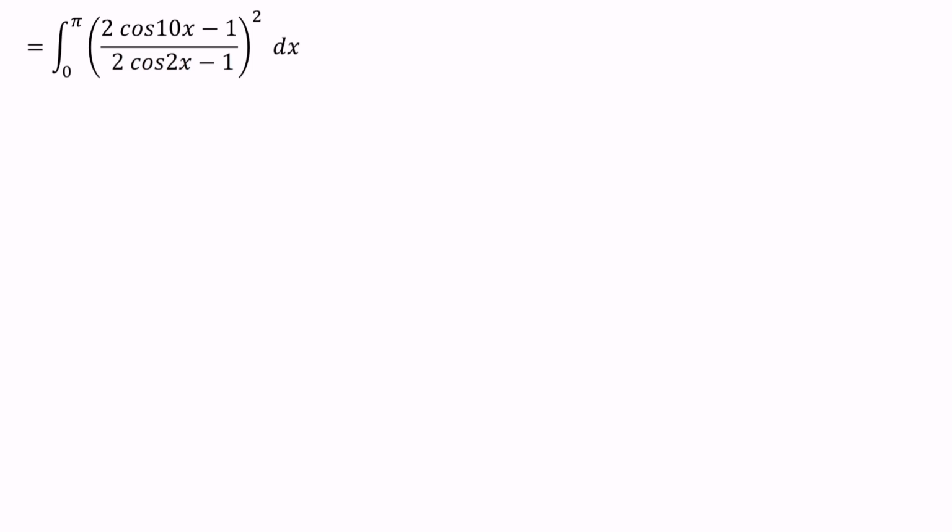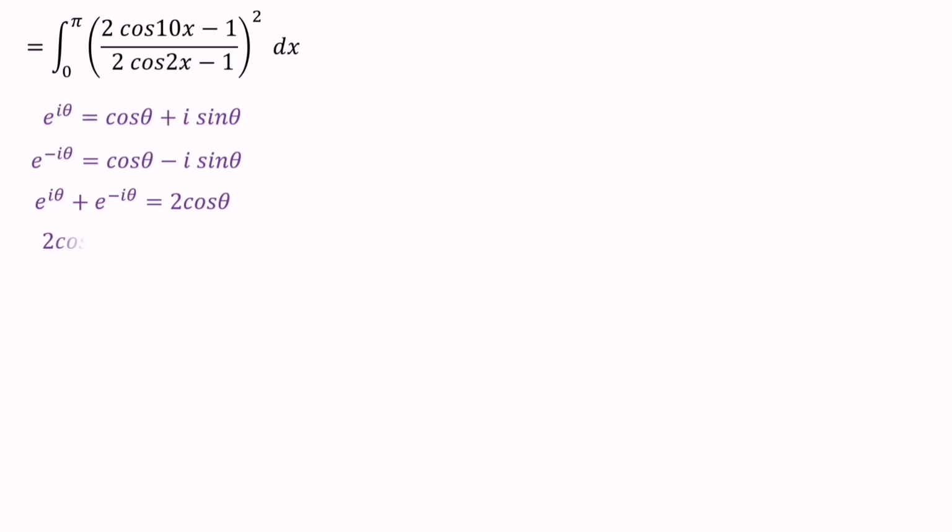Using Euler's formula, we can express cos theta or sin theta using complex numbers. So we can write e to the power of i theta equals cos theta plus i sin theta. Similarly, e to the power of minus i theta is cos theta minus i sin theta. We can add both these equations and get e to the power of i theta plus e to the power of minus i theta as 2 cos theta. So we can write 2 cos theta as e to the power of i theta plus e to the power of minus i theta.